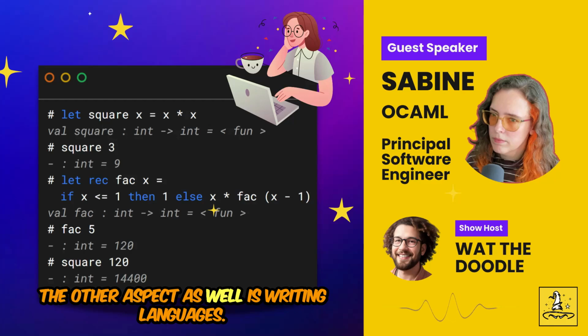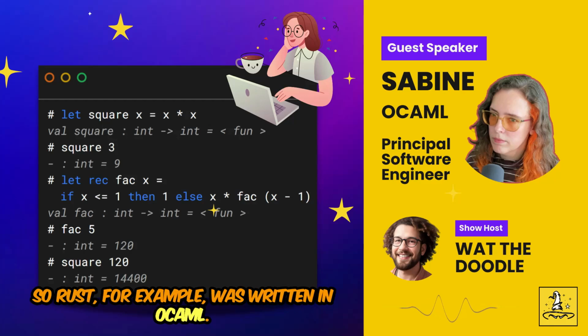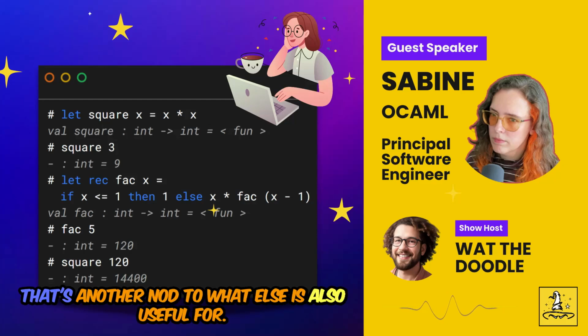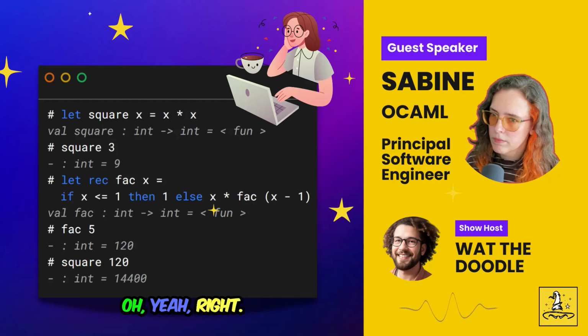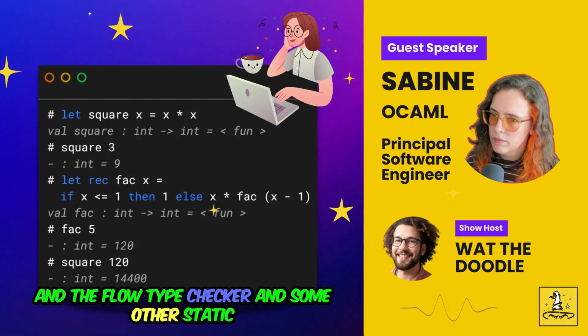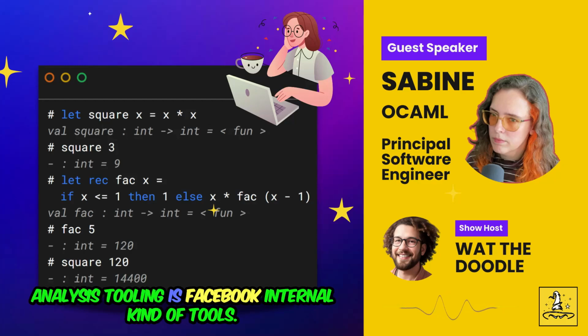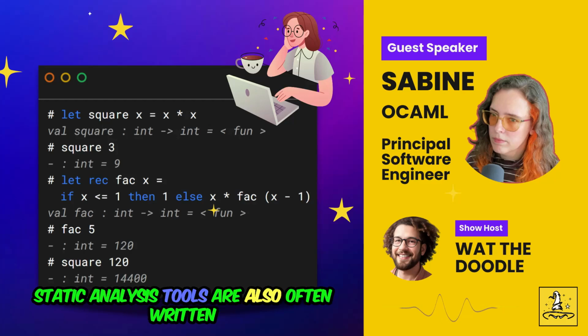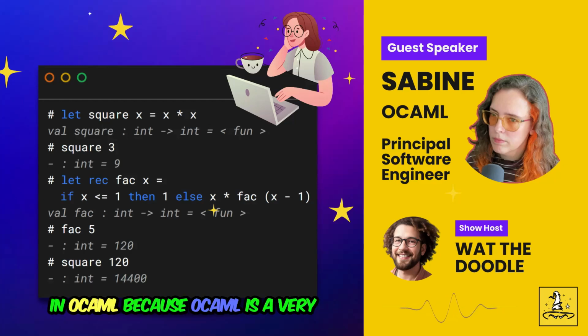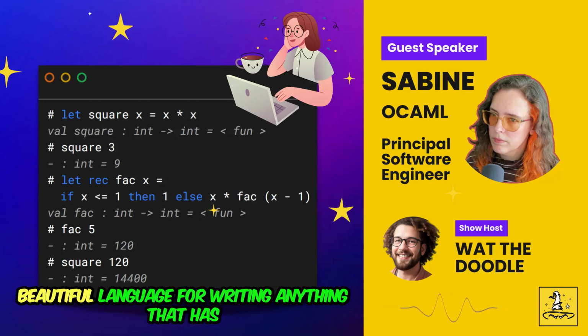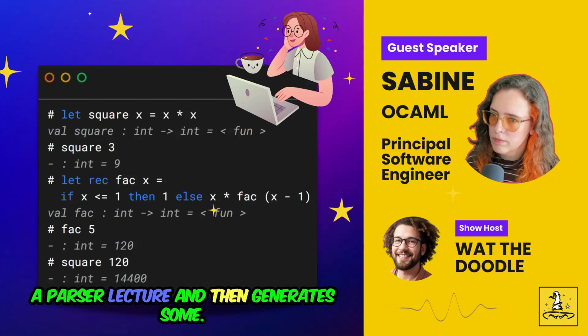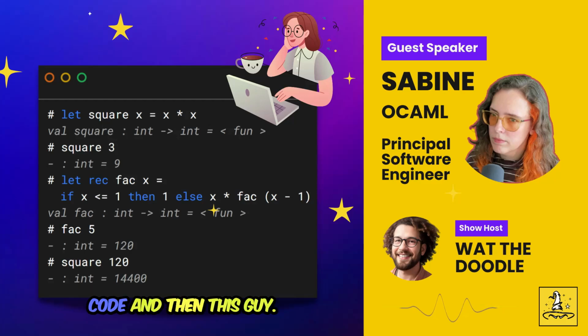The other aspect as well is writing languages. So Rust, for example, was written in OCaml. That's another nod to what else it is useful for. Oh, yeah, right. And the Flow type checker and some other static analysis tooling are Facebook internal kinds of tools. Static analysis tools are also often written in OCaml because OCaml is a very beautiful language for writing anything that has a parser, lexer, and then generates some code.